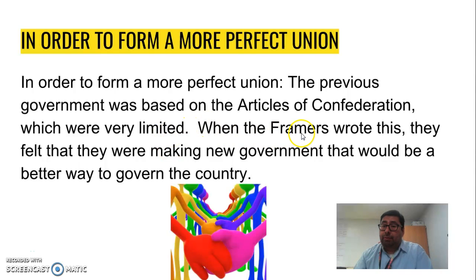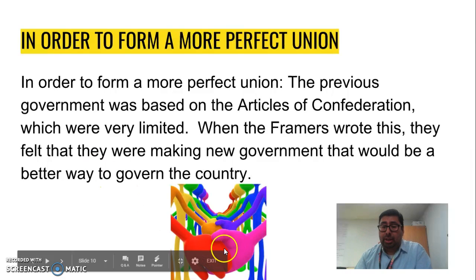So when the framers or the writers of this new Constitution, they felt that they were making a new government that would be a better way to govern the country. So instead of being separate but coming together whenever they needed to, this was more like, let's join together, let's unify, come together as one, and become one country. So this picture is to represent that, coming together as one country, being united, being one.